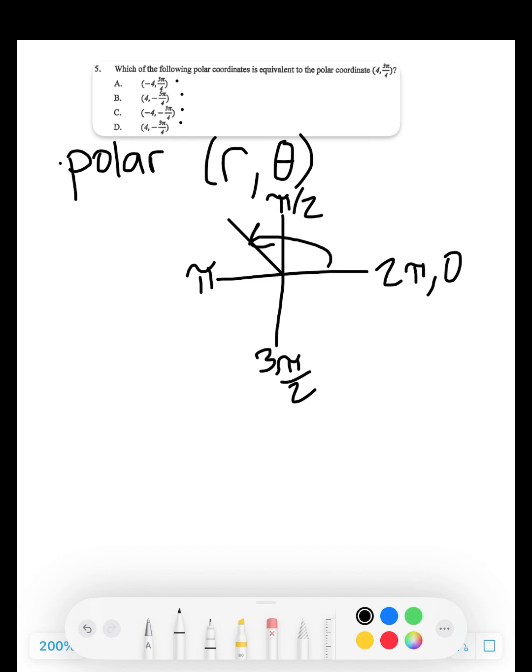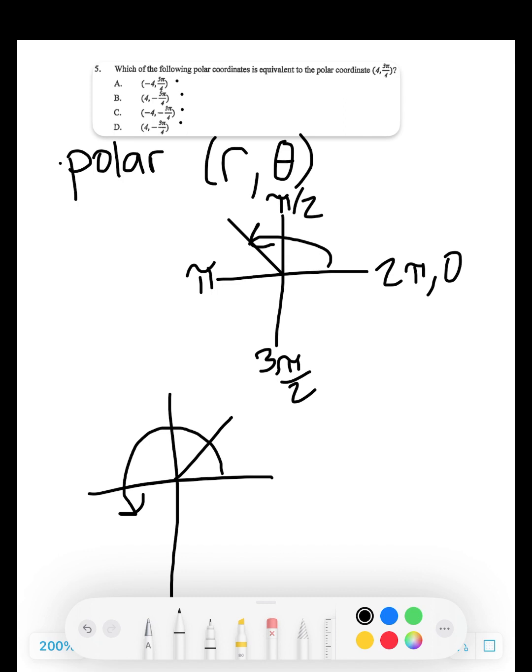So let's look at this first one, A. We are moving 5 pi over 4, so that means we're going to go all the way around, and 5 pi over 4 is a little bit bigger than pi, so we're going to be here. And we're moving negative 4, so we're moving in the opposite direction. And that does not match with our original graph.